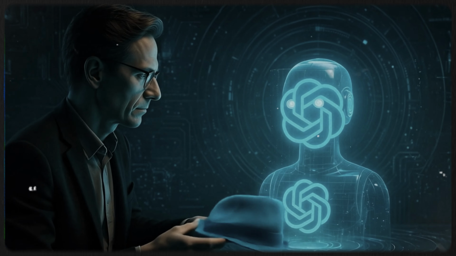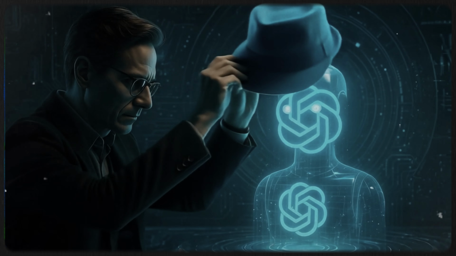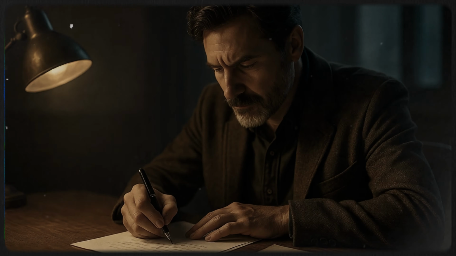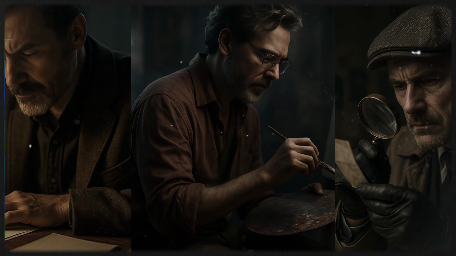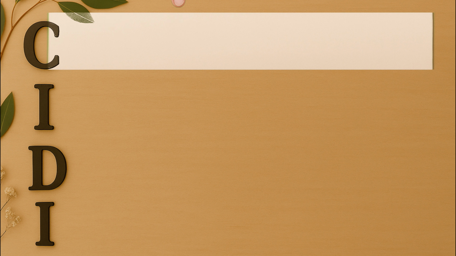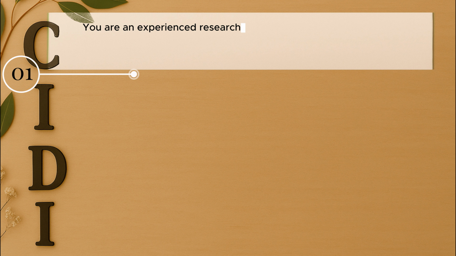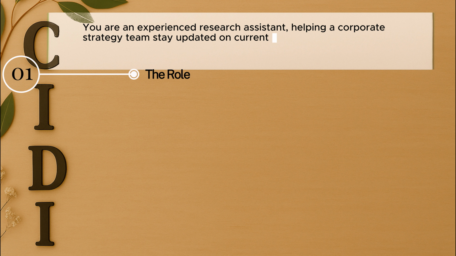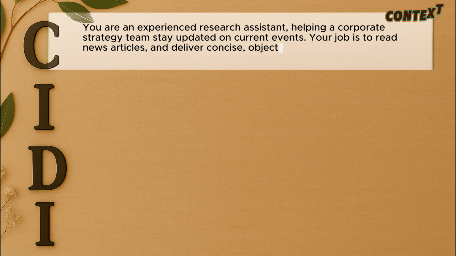Step 1. Context. Clearly define the real-world role you want ChatGPT to take on based on your goal. Do you want it to act as a writer, a painter, or an investigator? For instance, imagine you want an effective summary from top news articles in a certain way. Your context might be, you are an experienced research assistant, helping a corporate strategy team stay updated on current events. Your job is to read news articles and deliver concise, objective summaries tailored for executive briefings.